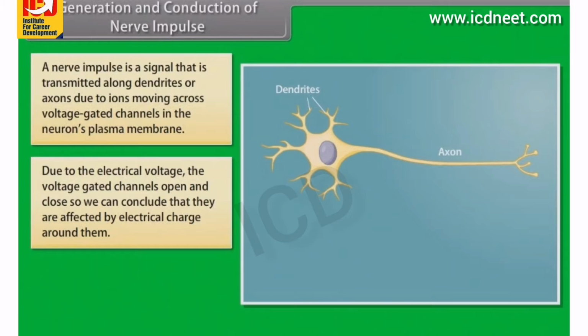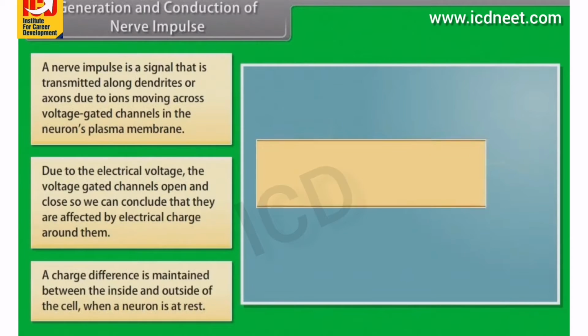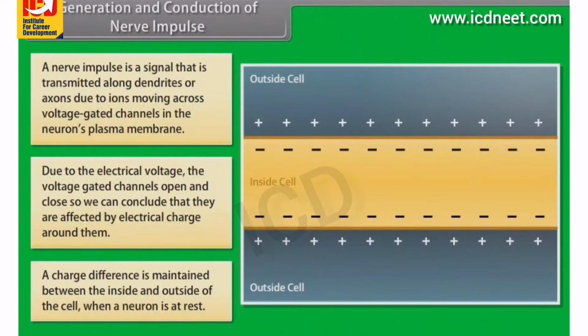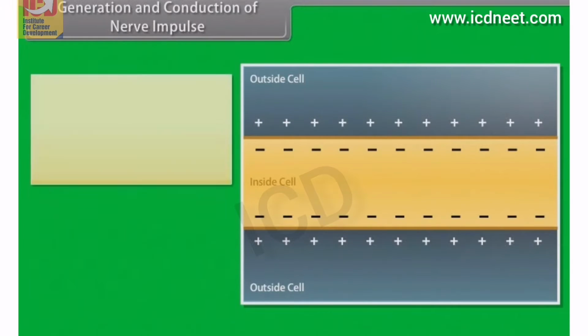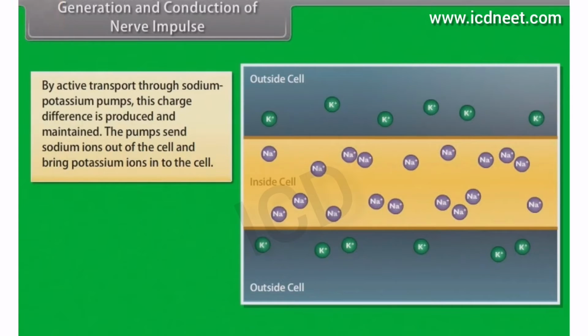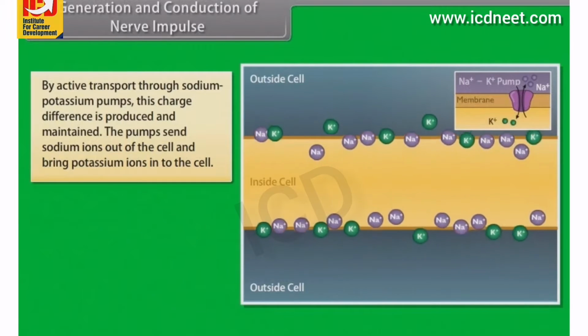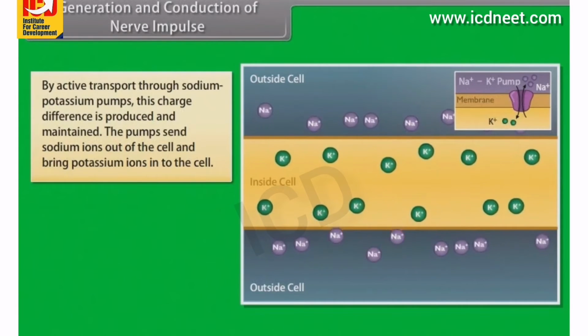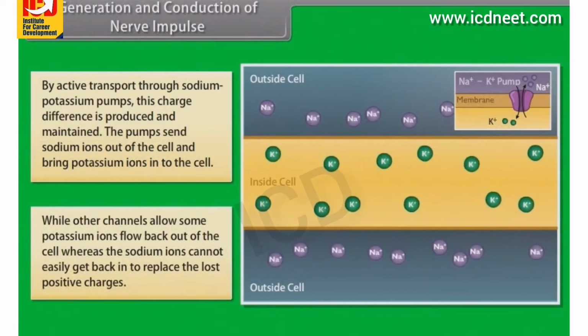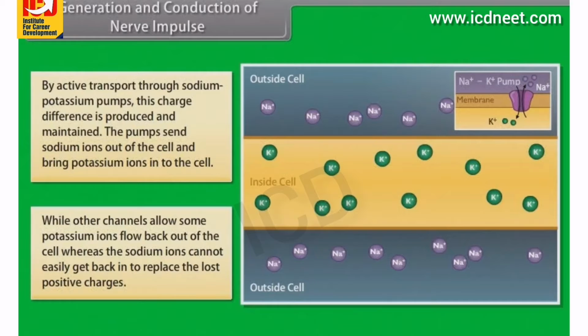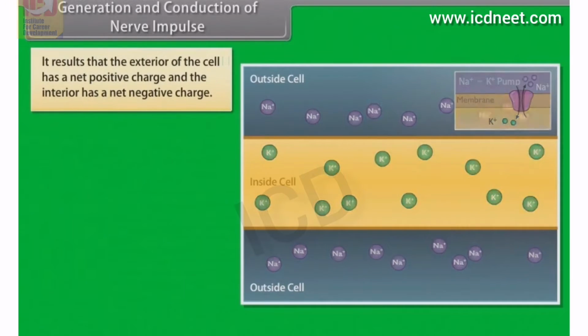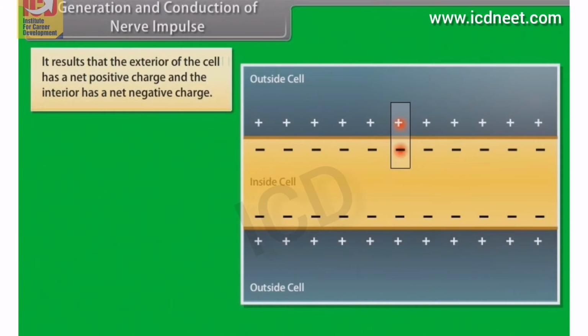electrical charge around them. A charge difference is maintained between the inside and outside of the cell when a neuron is at rest. By active transport through sodium-potassium pumps, this charge difference is produced and maintained. The pumps send sodium ions out of the cell and bring potassium ions into the cell, while other channels allow some potassium ions to flow back out of the cell, whereas the sodium ions cannot easily get back in to replace the lost positive charges. It results that the exterior of the cell has a net positive charge and the interior has a net negative charge.